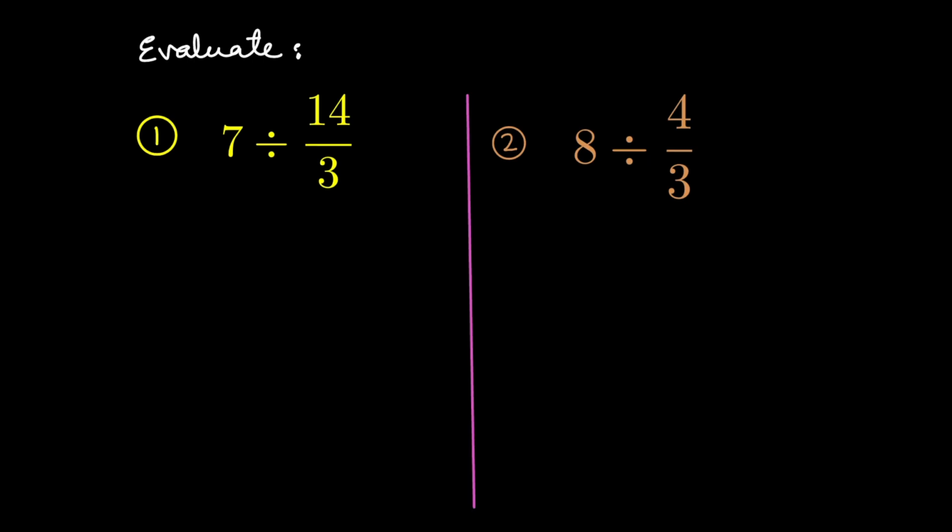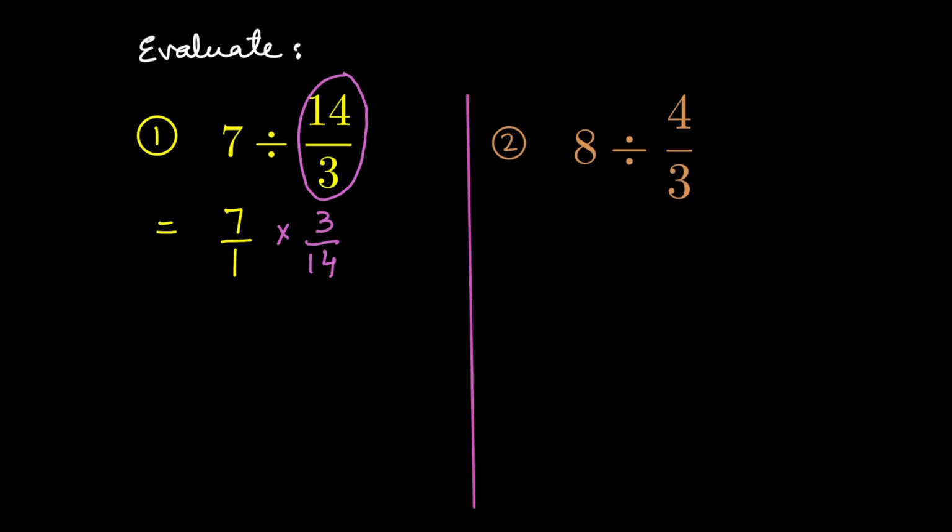Now coming to the first question. We have to evaluate 7 divided by 14 over 3. So how are we going to do this? It is 7. 7 is a whole number, but we can write it as a fraction, 7 over 1. And then this division, we change it into multiplication. And after the division, whatever fraction is given, we will take the reciprocal of it. So what is the reciprocal of 14 over 3? It should be 3 over 14.